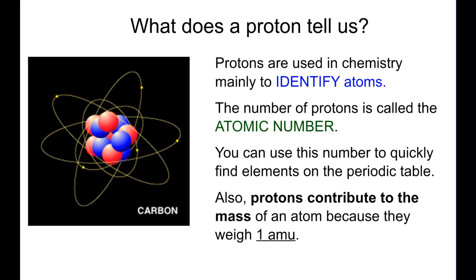All right. Protons in chemistry are used to identify atoms. You can't see an atom, you just can't. So you have to go based on how many protons it has. If it has 5 protons, it is boron. If it has 6, it is carbon. If it has 7, it is nitrogen. If it has 8, it is oxygen, etc.